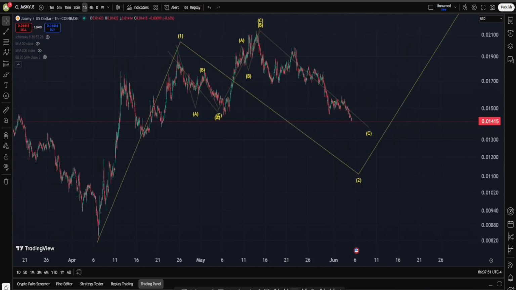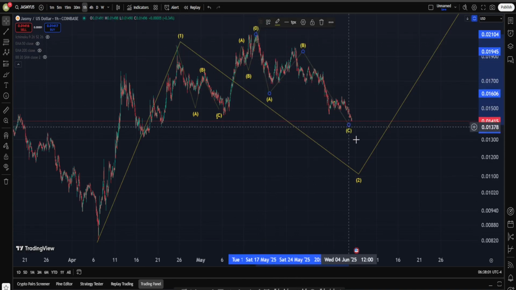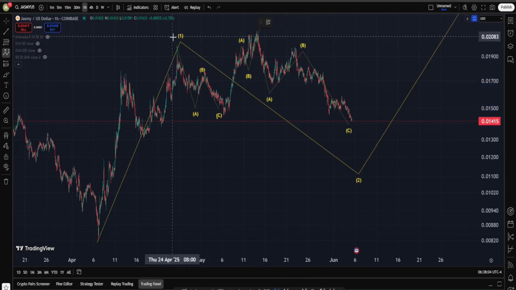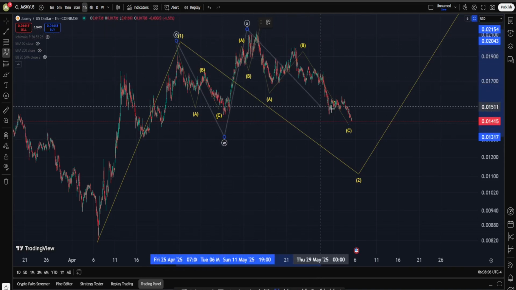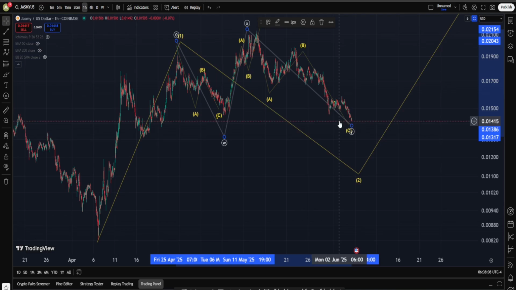Okay, so I think we can all safely assume this is a 1, 2, 3, 4, 5. And if you want to consider the possibility of having a WXY, then okay, on a higher degree, maybe this is into a C leg of a zigzag, and well, okay, at that point we have completed the subwaves for a WXY, indicating we can get a move on the upside. But again, like I said earlier, this scenario has many problems.